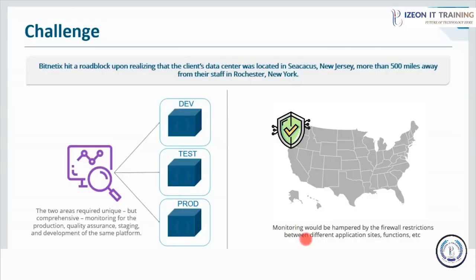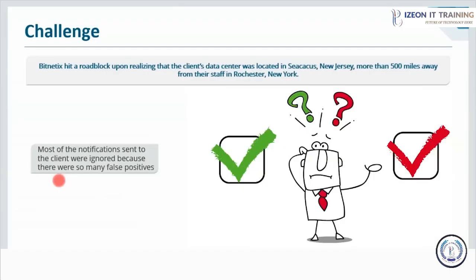And the next challenge was that monitoring would be hampered by the firewall restrictions between different application sites, functions, etc. I think a lot of you know about this. Firewalls can sometimes be a nightmare, right? Apart from that, most of the notifications that were sent to the client were ignored because mostly those were false positives, right? So the client didn't bother to even check those notifications.